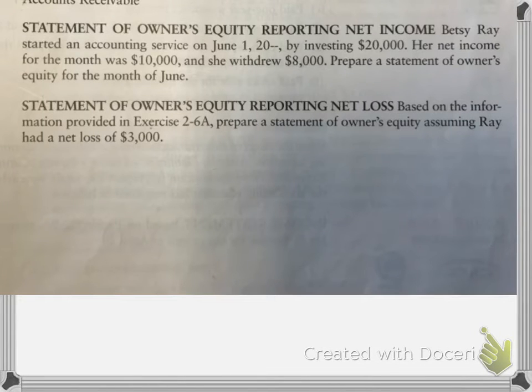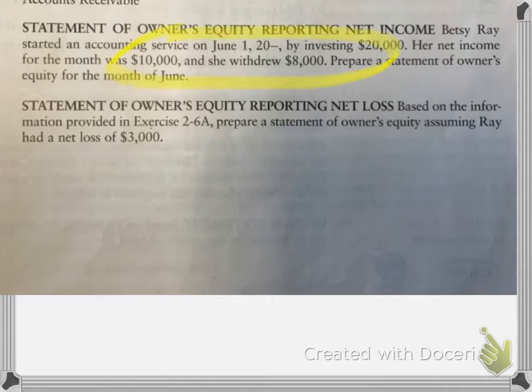In this exercise, we will work 2.7a. 2.7a says, based on the information provided in 2.6a, prepare a statement of owner's equity that has a net loss. So everything is the same as 2.6a.